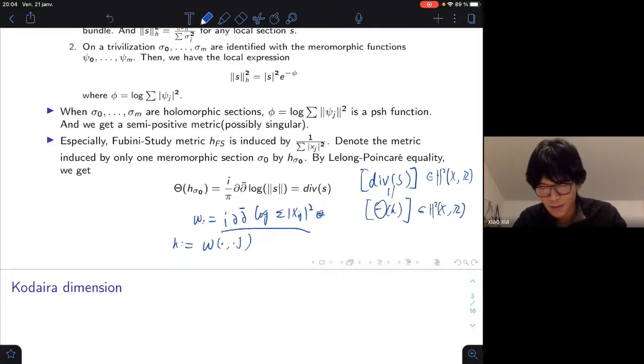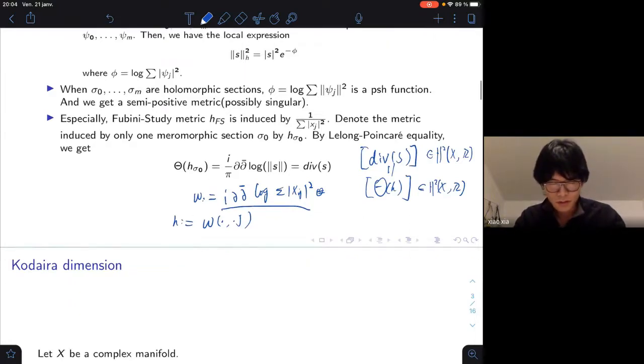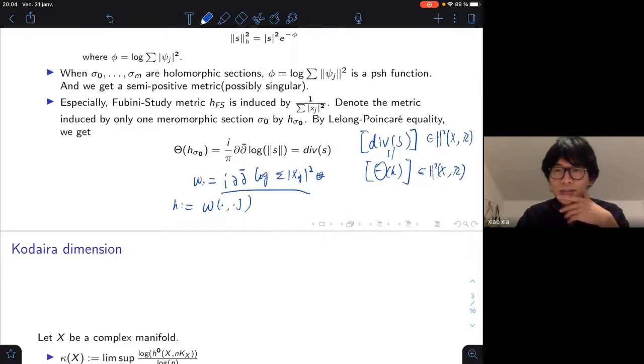So anyways, I just want to say it's a very natural thing to consider the singular metric, because they naturally appear when you consider those kinds of curvature. They are equal to the divisor. Any questions till now? Okay.